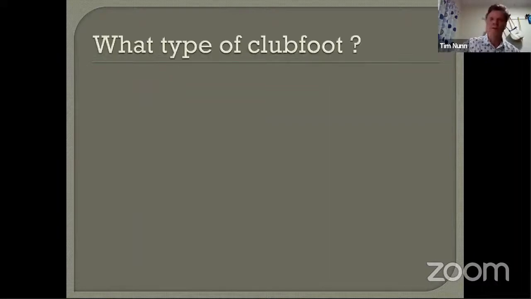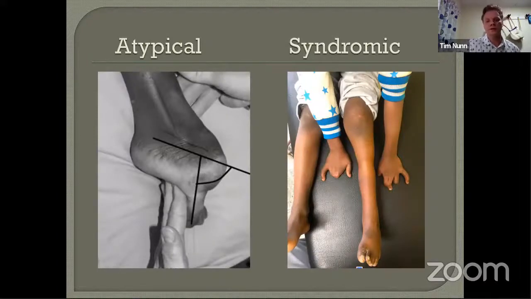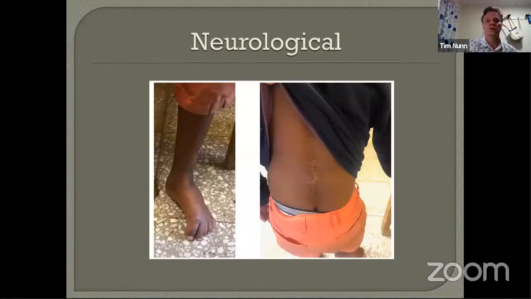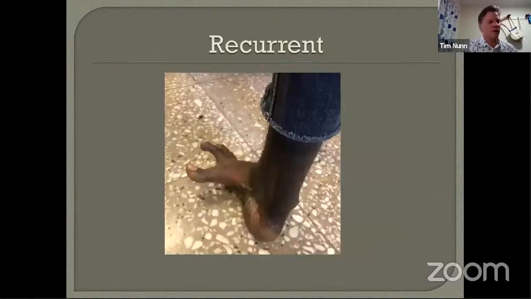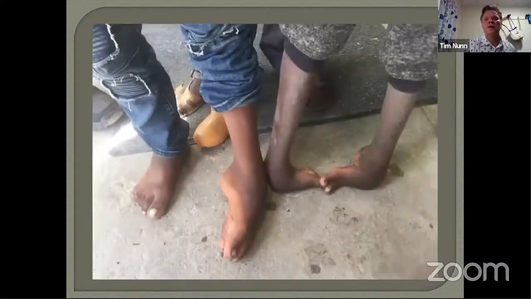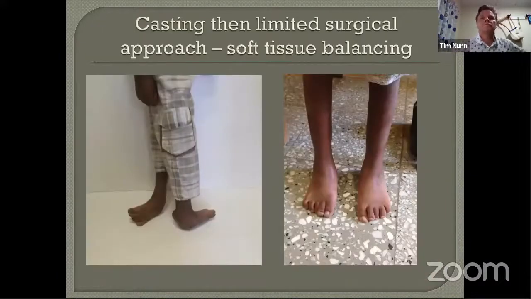In terms of clubfoot, obviously, there's a vast spectrum of deformity and problems. In this presentation, I'm not talking about the atypical clubfoot. As you can see here on the left side, there's a profound amount of plantaris and cavus deformity. I'm also not talking about syndromic clubfoot, with this constriction band syndrome case, or neurological foot, or recurrent clubfoot for that matter. This is looking at the boy on the right-hand side of the screen, a congenital idiopathic clubfoot.